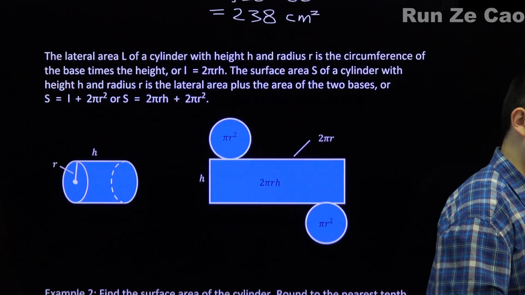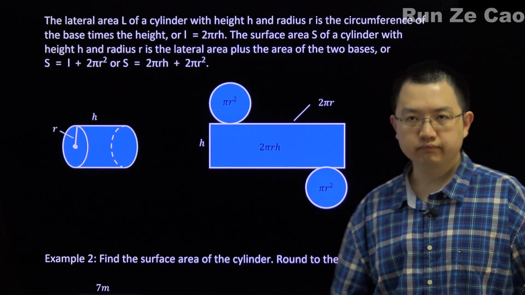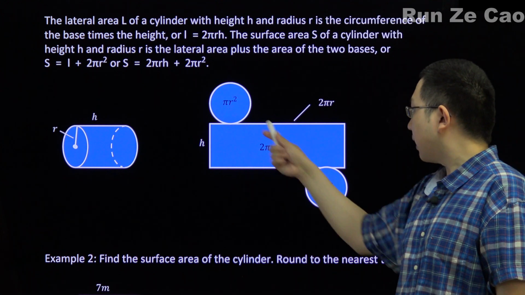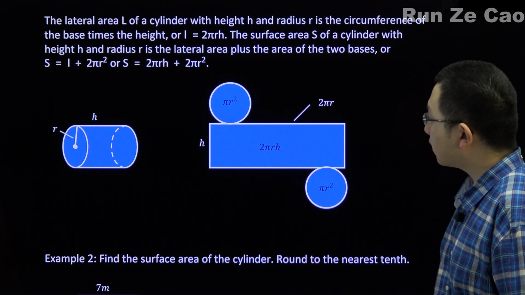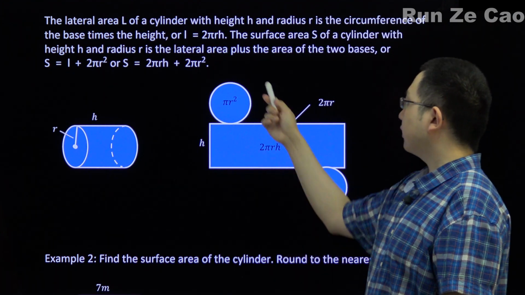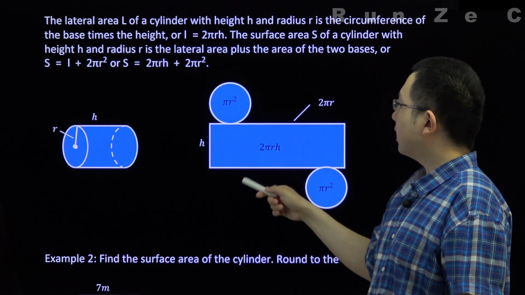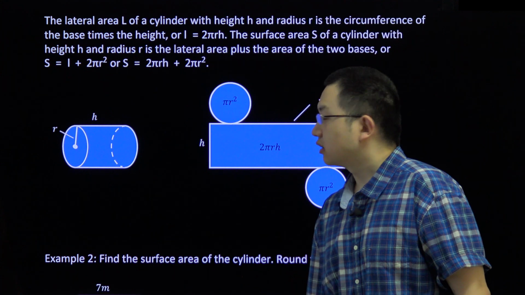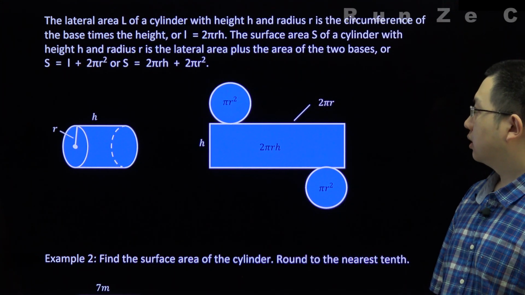Okay then, a cylinder: you have pi r squared times 2 because you have 2 bases. And then the lateral area is the perimeter of the base, so 2 pi r, multiplied by the height, 2 pi r h.